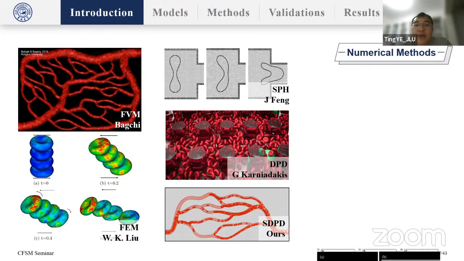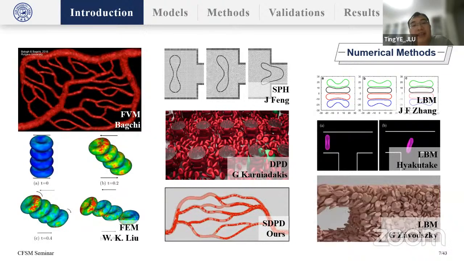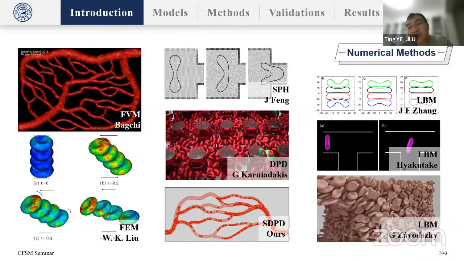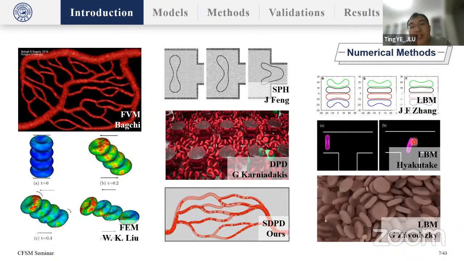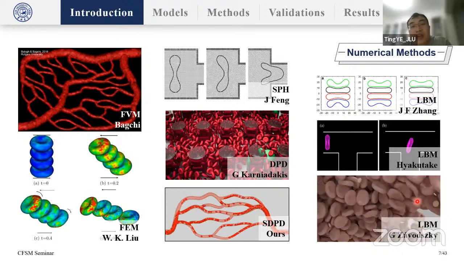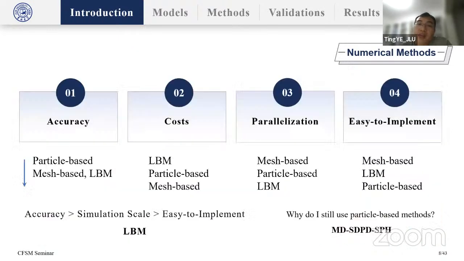The lattice-Boltzmann method is one of the hybrid methods, which has been widely applied to blood simulation recently, such as cell aggregation, cell deformation, and cell suppression. So which method is the best one? We evaluate this from 4 aspects.